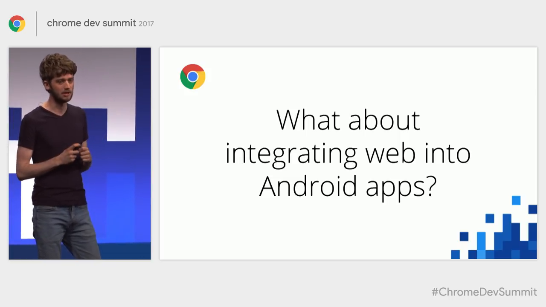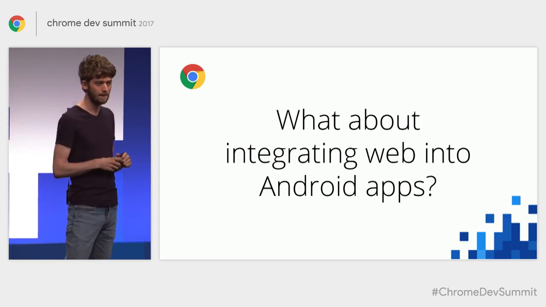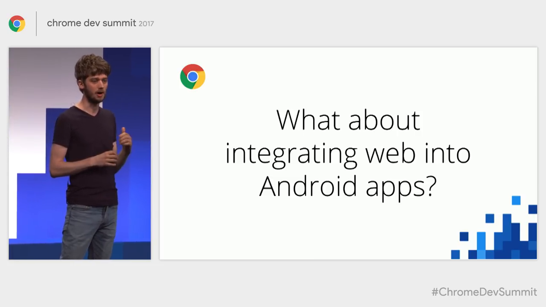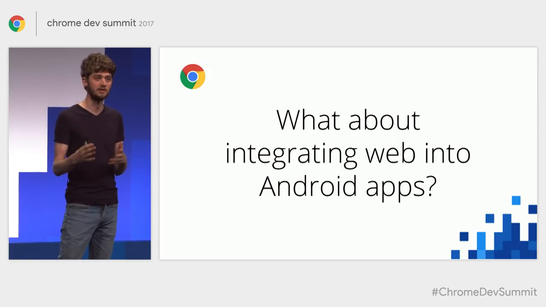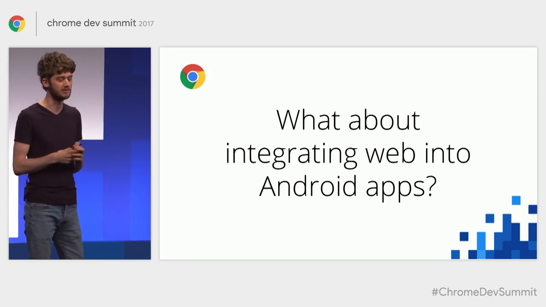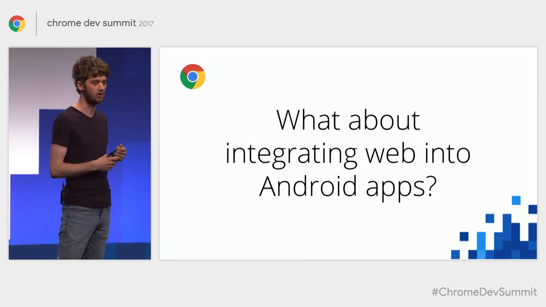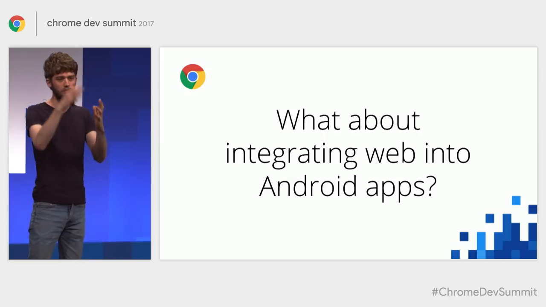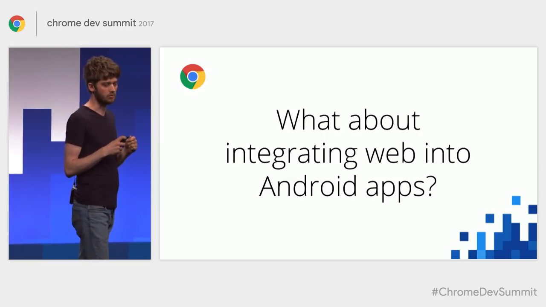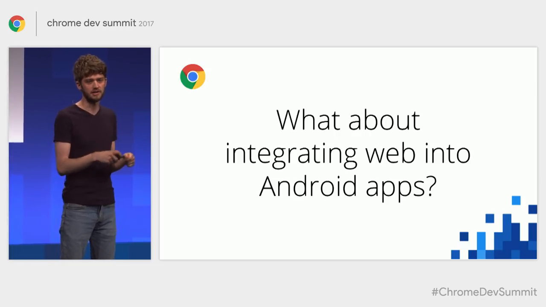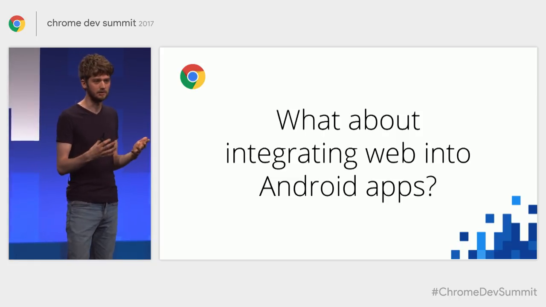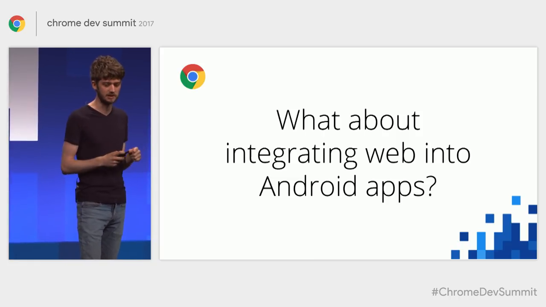But what about integrating the web into Android apps? So today, apps can use custom tabs, which essentially allow them to provide a simplified browsing experience for users looking at third-party, untrusted web content. For example, you might tap a link on an article in a social app, and you'll be presented with this simplified browser showing the news article. But what about content that isn't arbitrary, content that isn't third-party, and content that you trust, content that's from you? Do we still need the simplified browsing experience?